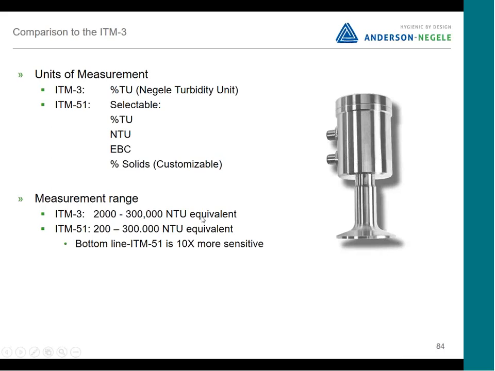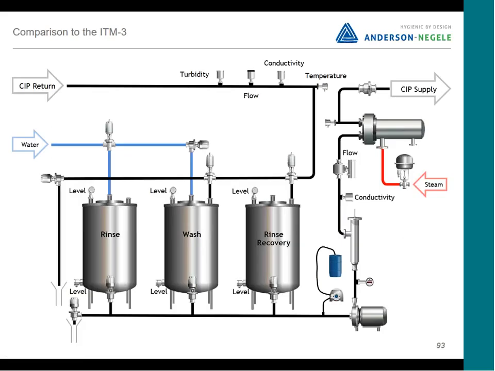So if you look at these NTU, the nephelometric turbidity units, we can take the ITM51 all the way down to 200, which is much clearer water than something with a turbidity of 2,000. So quite a bit more sensitive, so we can rinse even more of those solids out and be comfortable that we've done a good job of rinsing.